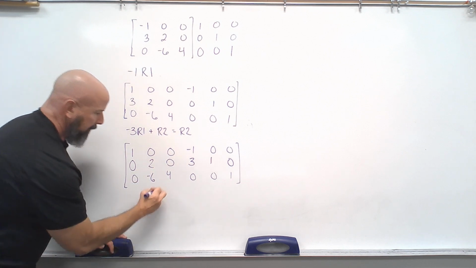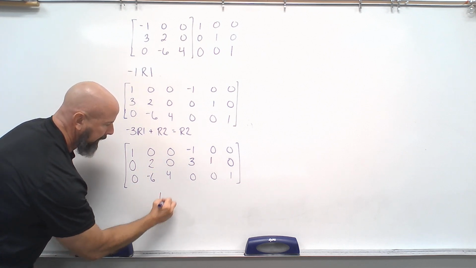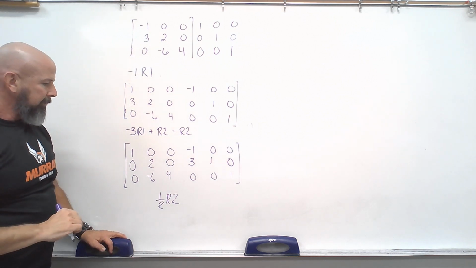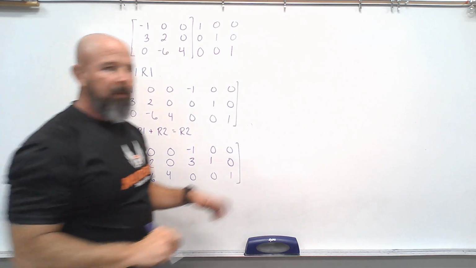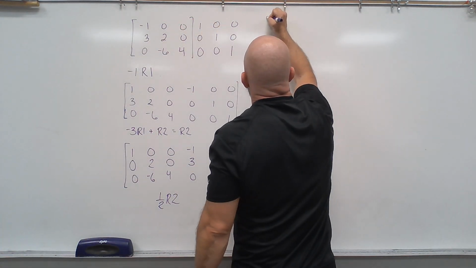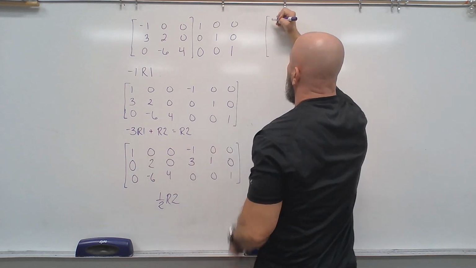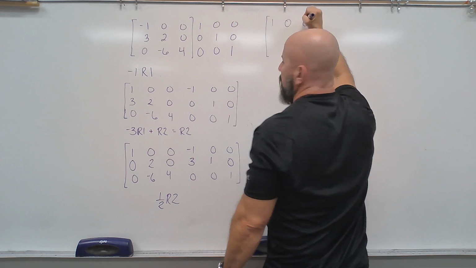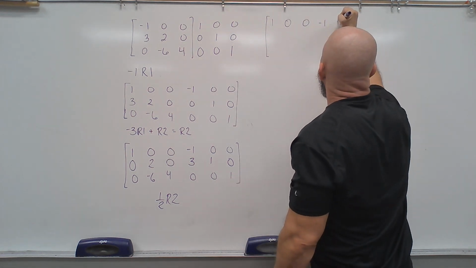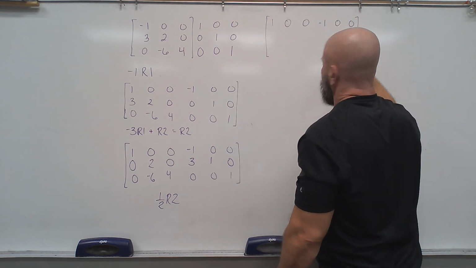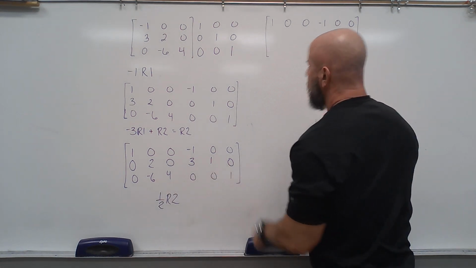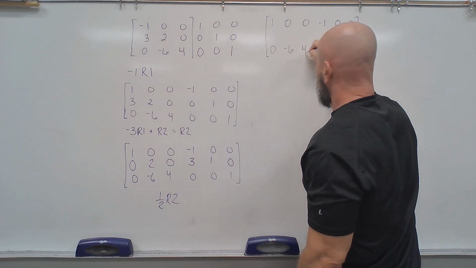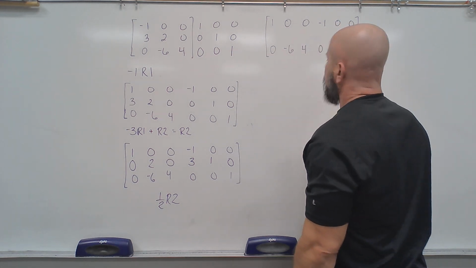And so I'm going to say 1/2 row 2. I'm going to take half of it or divide it by 2. Okay? So I'm going to move over here. And I'm going to rewrite my row 1. 1, 0, 0, negative 1, 0, 0. I'm going to rewrite my row 3. 0, negative 6, 4, 0, 0, 1.